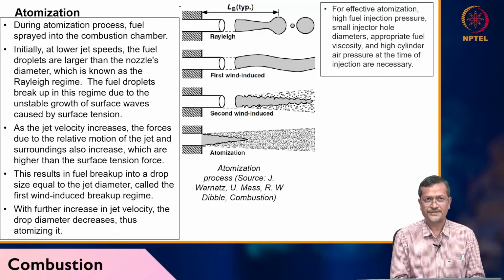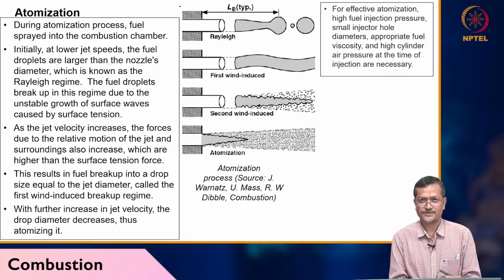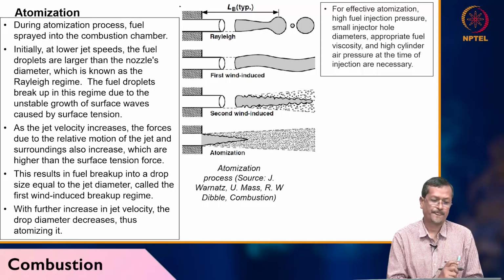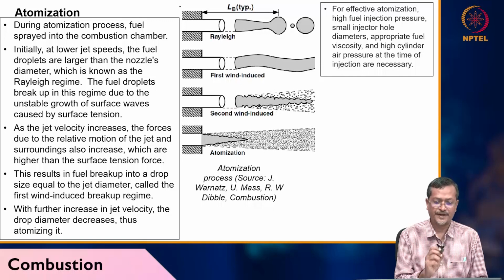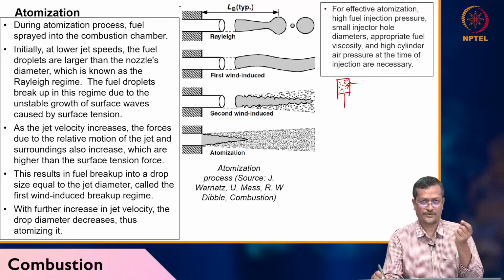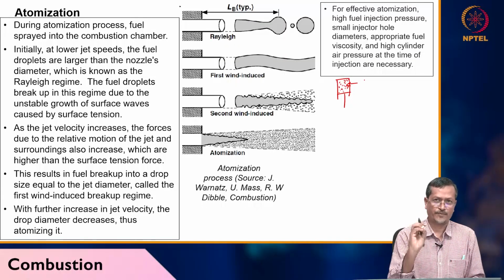Especially in a diesel engine, we need atomization, or the particles must be very small so that combustion will be proper. During the atomization process, fuel is sprayed into the combustion chamber. So we have a piston cylinder arrangement. This is the combustion chamber. You can see I'm making lots of dots. We need lots of small particles in the form of atomized fuel, so you are injecting fuel in the form of a spray.